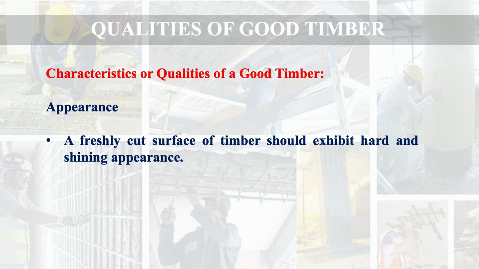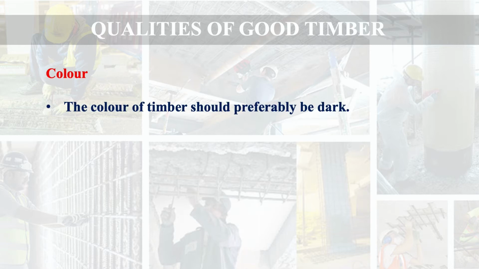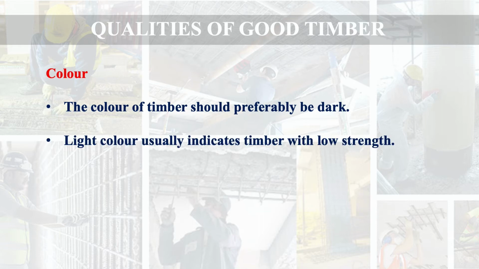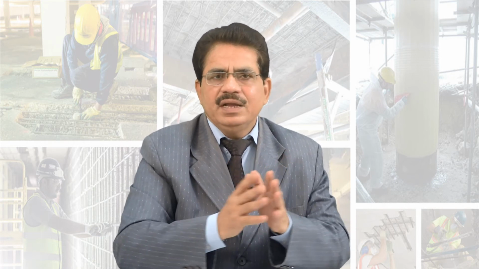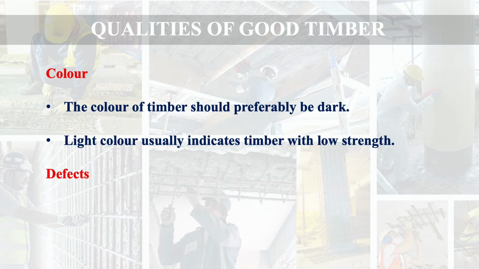Next property of a good timber is color. The color of timber should be perfectly dark. Light color usually indicates timber with low strength. So you can identify a timber of good strength and a timber of low strength from its color also. Means a timber of light color is of low strength generally, and if it has a dark color, it has good strength, means the good timber for any work, whether it is construction or making furniture. So color is a very important quality. From looking at the color of the timber, you can identify whether the timber is of low strength or of high strength.